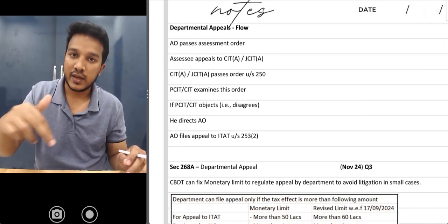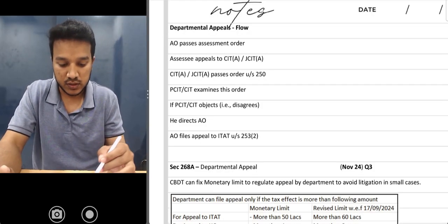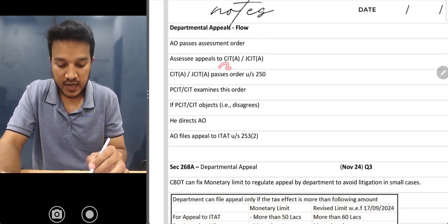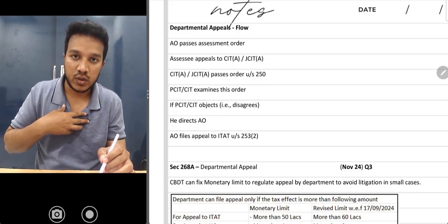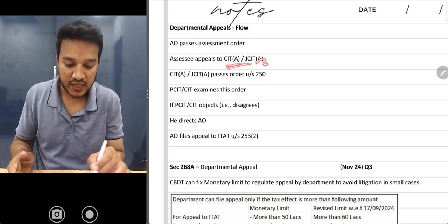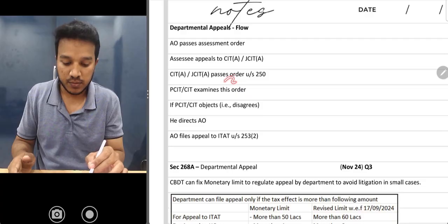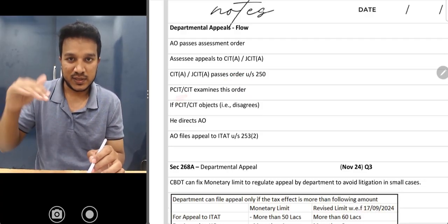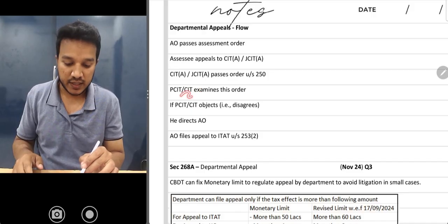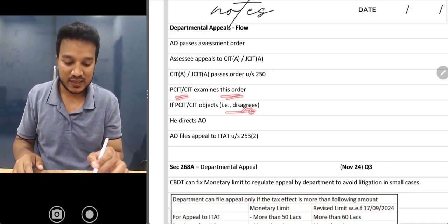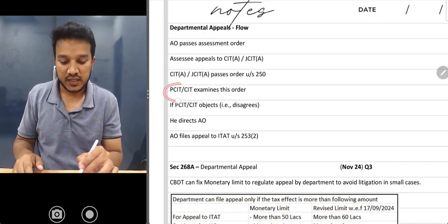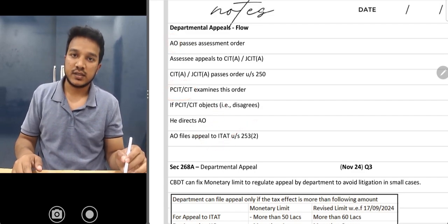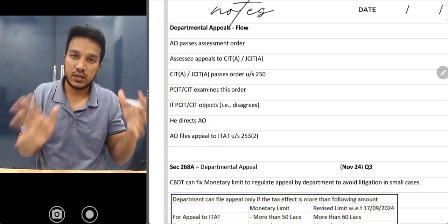Now departmental appeals, meaning the department itself is not happy, so they also can make an appeal. This is the flow, just for your understanding. AO passes the assessment order, and SSC is not okay with it, so he'll go and make an appeal to CIT appeals. Now CIT appeals also will pass the order, but PCIT, who is a higher level income tax authority, examines the order and disagrees with it. Then PCIT will ask AO to make an appeal to ITAT against the order. So the department is going against the department.